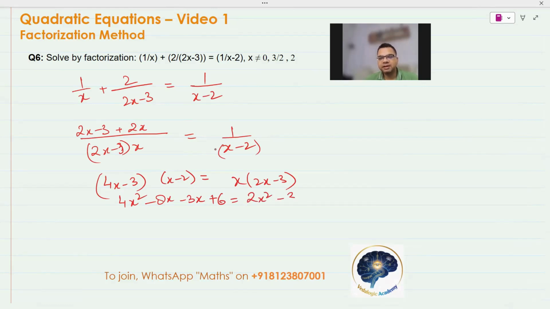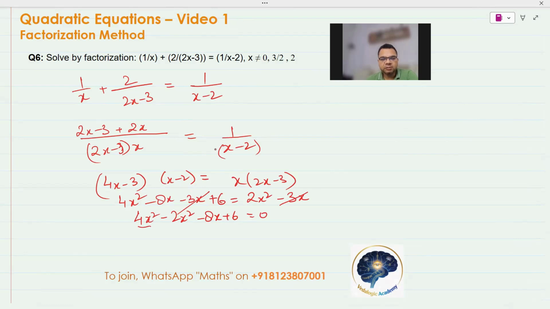x into minus 3 is minus 3x. So minus 3x and minus 3x get cancelled. There are no worries, I can remove them directly. And this 2x square that you have, I'll bring it to the left hand side. It is plus here as of now. If I bring it to the left hand side, it will become 4x square minus 2x square minus 8x plus 6 equals to 0.